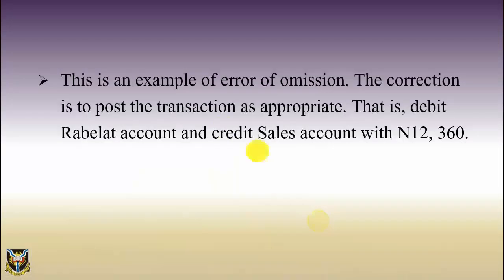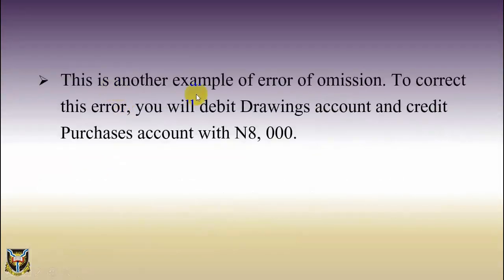H. This is an example of error of omission. The correction is to post the transaction as appropriate, that is, debit Rabilat account and credit sales account with 12,360 naira. I. This is another example of error of omission. To correct this error, you will debit drawings account and credit purchases account with 8,000 naira.